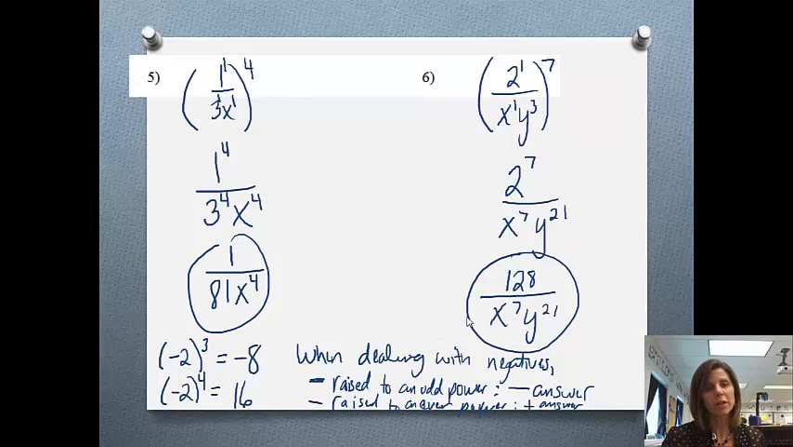So hopefully now you can use the power of a product property and the power of a quotient property to simplify expressions.